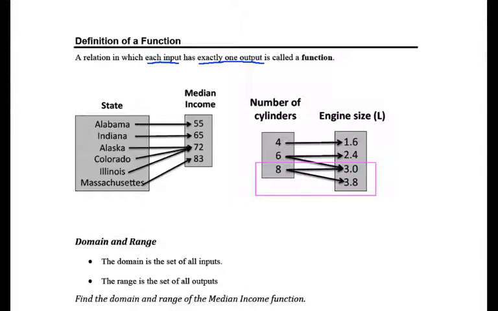Here we can see that an 8-cylinder engine might be a 3.0 liter, or it might be a 3.8 liter. There's more possibilities than just these, but this is here to illustrate a relationship between number of cylinders and engine size. 8 is our input, and we can see that the input 8 has two outputs. This is what it looks like when we violate the definition of a function.